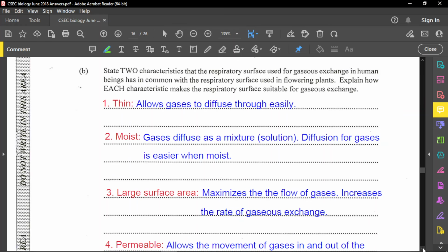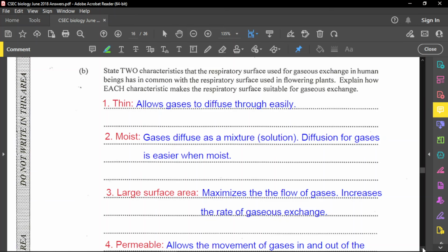But I'm going to point out one thing that I don't list here. And so one of the major ones is that it is thin. The thinness of these surfaces is to allow gases to diffuse through easily. If it is very thick, then gas will take a longer time to travel, right? Two, it must be moist. The reason it has to be moist is that the gases diffuse as mixtures, which we call solution, all right? And so diffusion of gases is easier when moist.